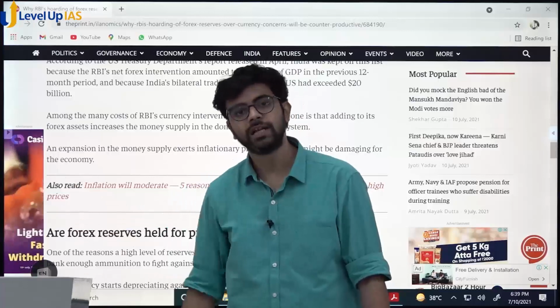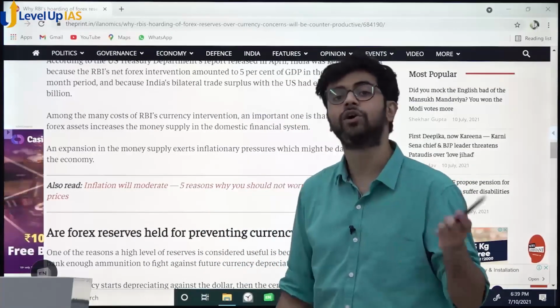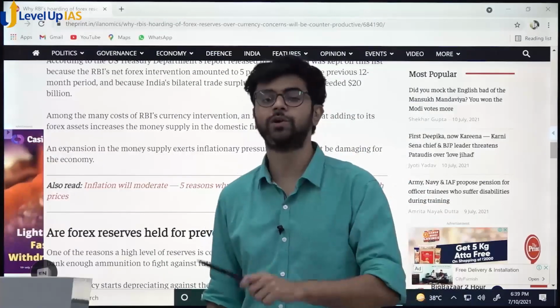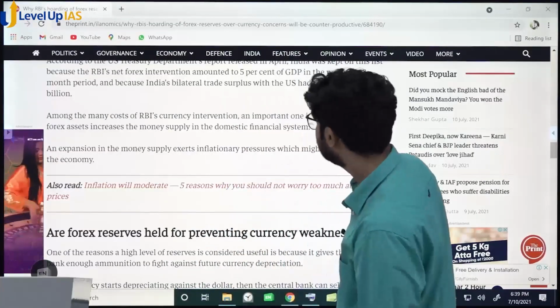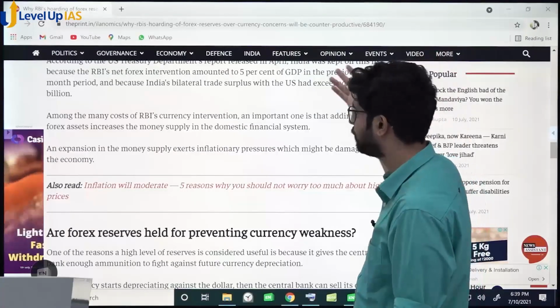And if you don't want to increase money supply, you will have to sterilize it, you will have to suck it back. But when you do it, it is not free. When you do it, it comes at a cost. When you do it, it comes at an interest. Okay? An expansion in the money supply exerts inflationary pressures which might be damaging for the economy.